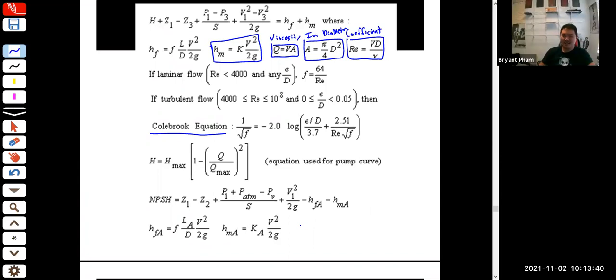You do not need to know the Colebrook equation. You straight up do not need to worry about the Colebrook equation. I actually think it's fascinating. This is one equation out of 200 different equations you can use to calculate pressure inside of a blood vessel.